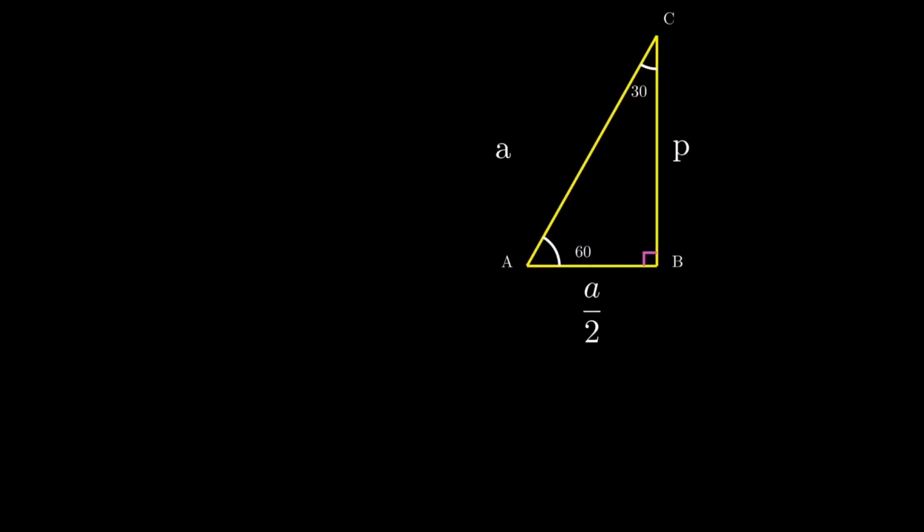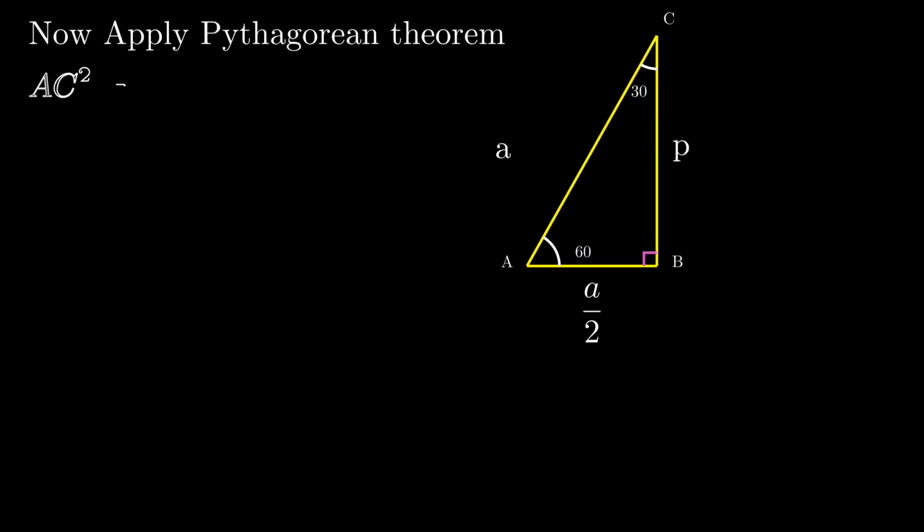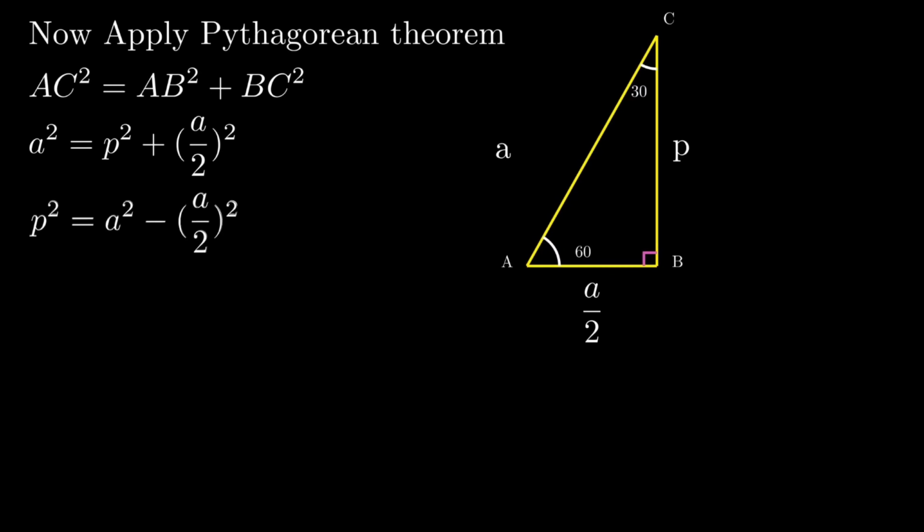Now apply the Pythagoras theorem in right triangle ABC to find the value of BC. Now putting the values of AC, AB and BC in this equation. Now solve for the value of P. Now we got the value of P equal to root 3a by 2.